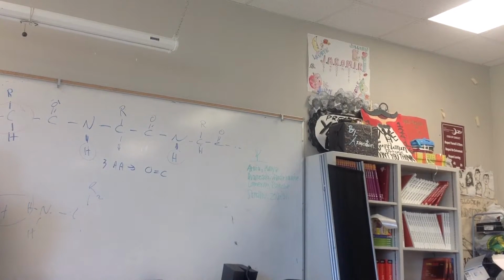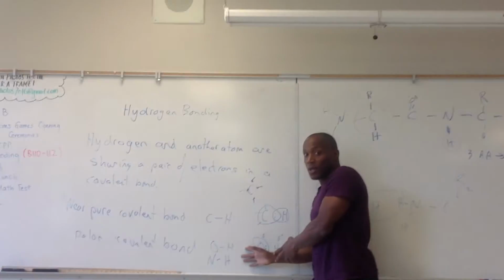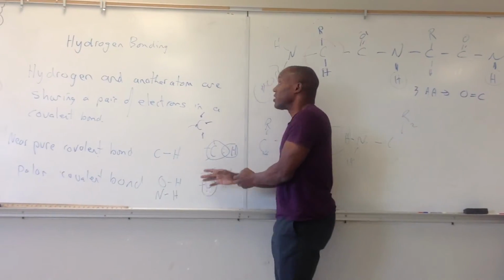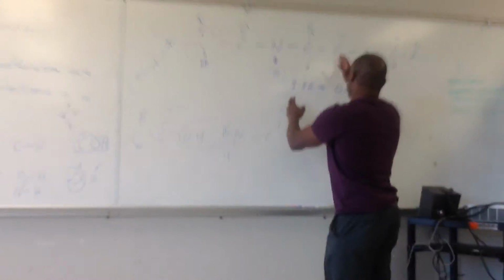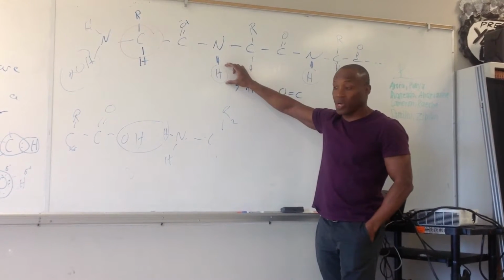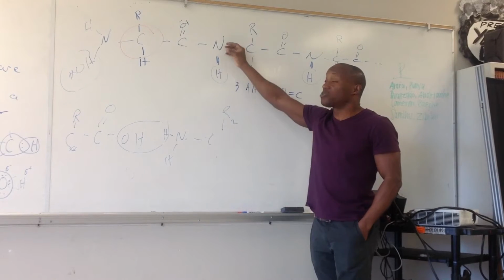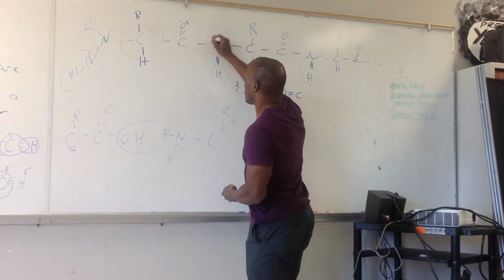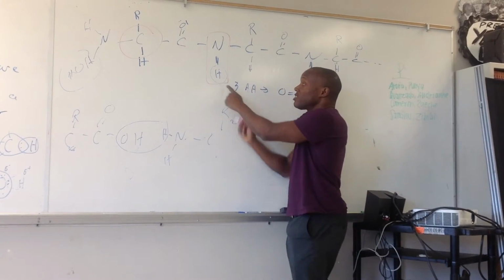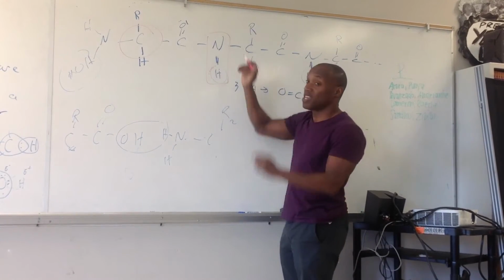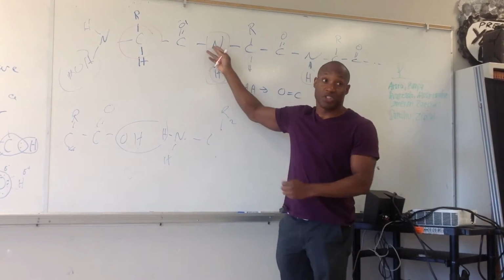There are polar covalent bonds in the backbone of the polypeptide. This backbone is carbon, carbon, nitrogen, carbon, carbon, nitrogen. The nitrogen has a hydrogen attached to it, and the electron density is closer to the nitrogen. The upshot of that, the whole point, is that you get a polar covalent bond where the hydrogen experiences a slight positive charge because its electrons are being hogged by the nitrogen.